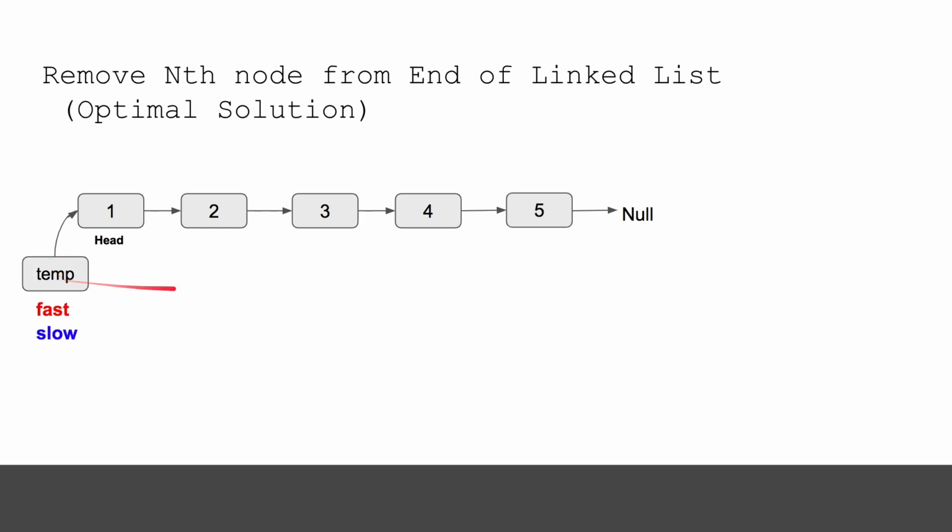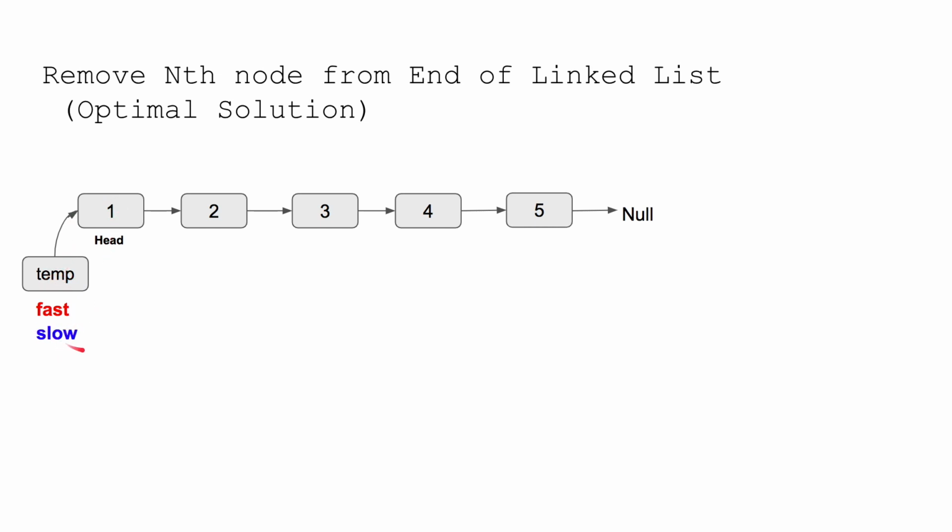So here, the initial state was something like this, where we have the temp node pointing to the head, and then we have fast and slow pointers assigned with temp. The first step was to move the fast pointer n times. Here n is equal to 5, which means we need to move the fast pointer by 5 steps, and after that it will look something like this, right? The other step we performed in the previous process was to move the fast and slow pointers simultaneously till the fast pointer reaches the last node. But here, if you notice, the fast pointer is already at the last node. That means that step will not get executed.